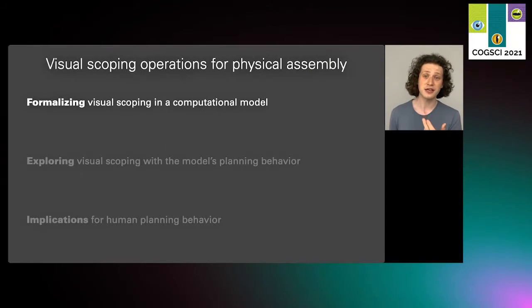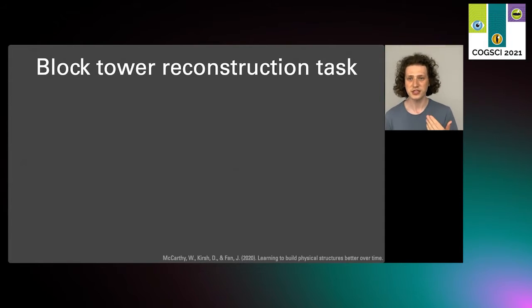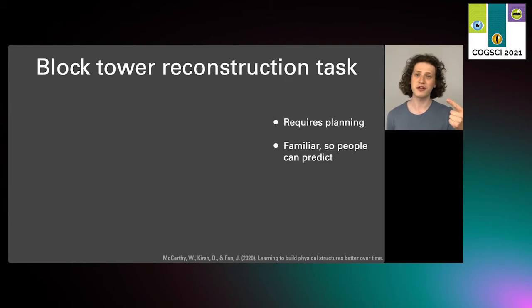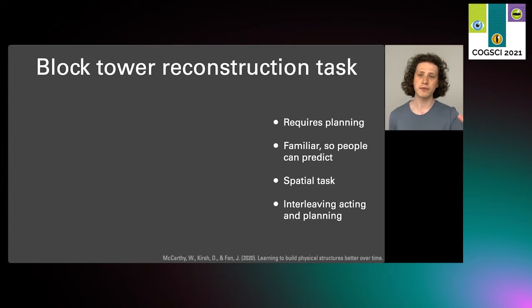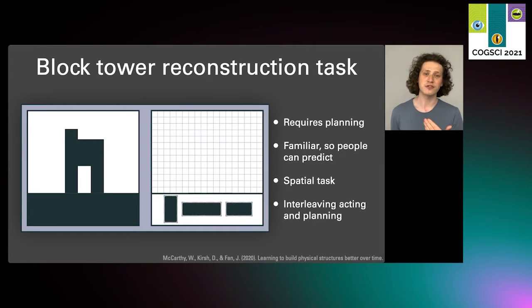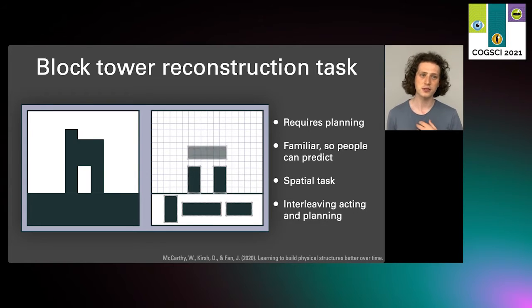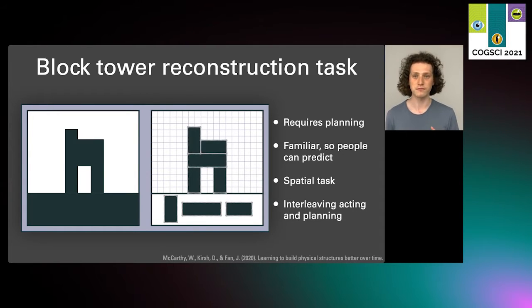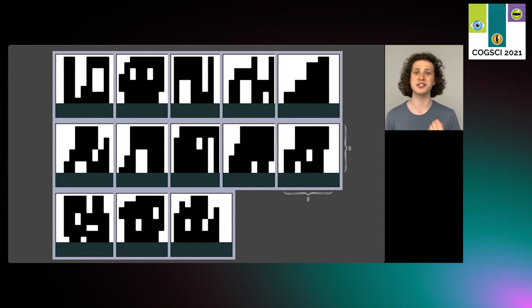To study how such a strategy might guide planning behavior, we formalize this notion in a computational model. To do this, we first needed a domain that requires planning, is familiar enough to people that they know the effects of their actions, spatial, and that allows for the interleaving of acting and planning. We chose the block tower construction task. Here, the task is to recreate the outline of a tower in a building area from a selection of blocks. Blocks can only be placed on top of other blocks, and once a block has been placed, it cannot be removed. There are 16 structures used in the upcoming experiments.